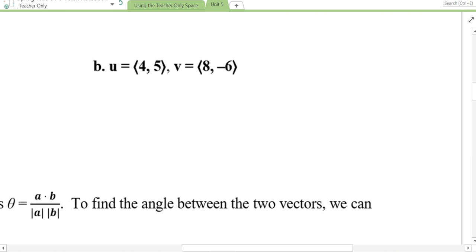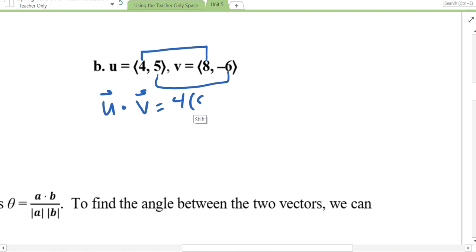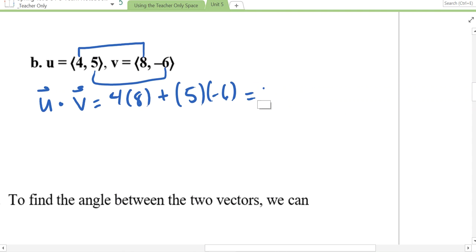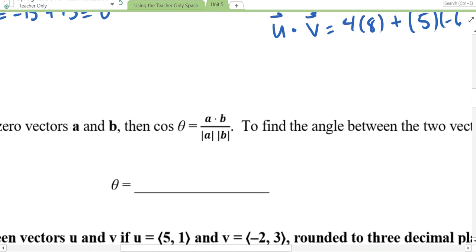So for me, it doesn't matter whether it's U1 or U2 or what it is. I'm always going to take the x's and multiply them, and the y components and multiply those. So the dot product of the vector u and v is going to be 4 times 8 plus 5 times negative 6, and that equals 32 minus 30 equals 2. And that has meaning too. It's, well, sort of. Okay, so that's the dot product.